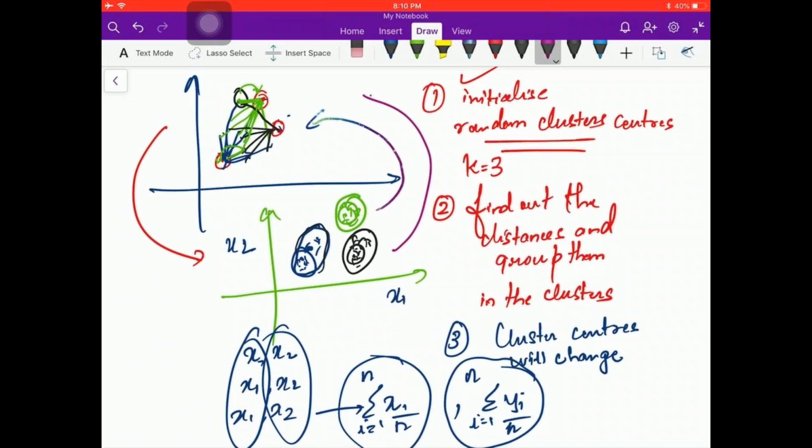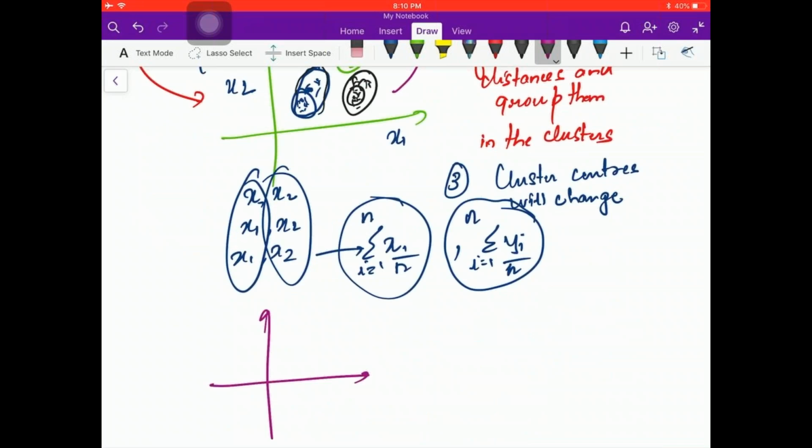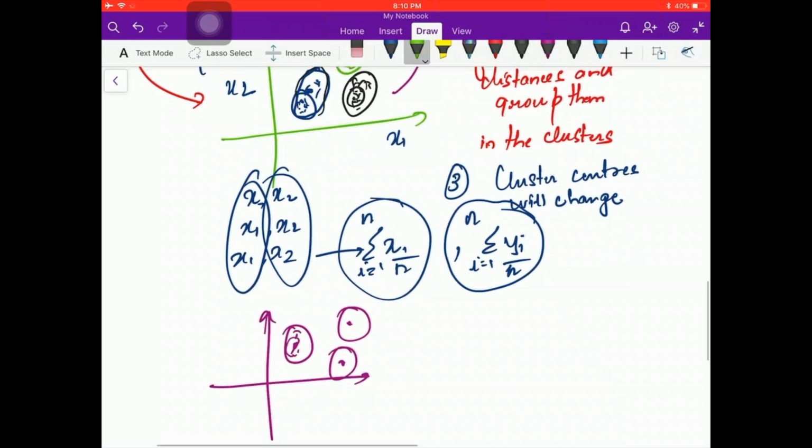So when will the algorithm stop? The algorithm will stop when your cluster centers don't move. All the data points have been classified into their clusters, and now they don't move, because the new cluster center which is coming, again calculating the distance, again assigning the points, and then again calculating the cluster center, is the same, so it's not moving. That's when the algorithm stops.